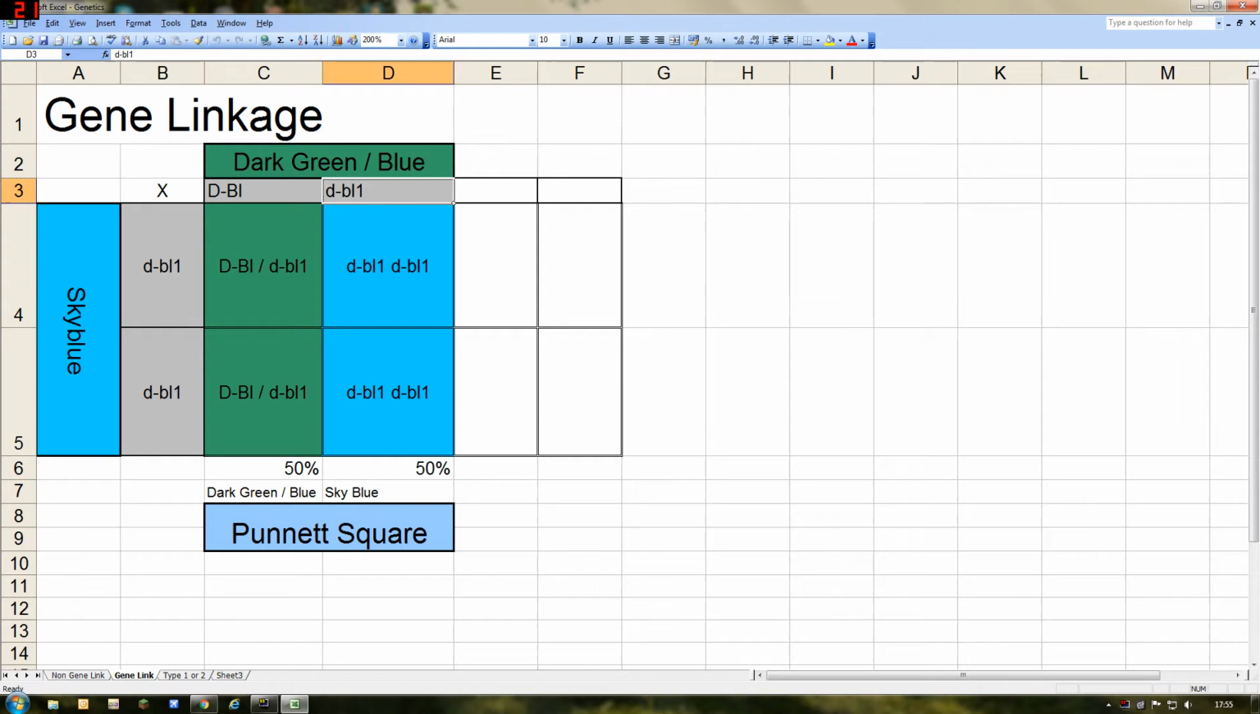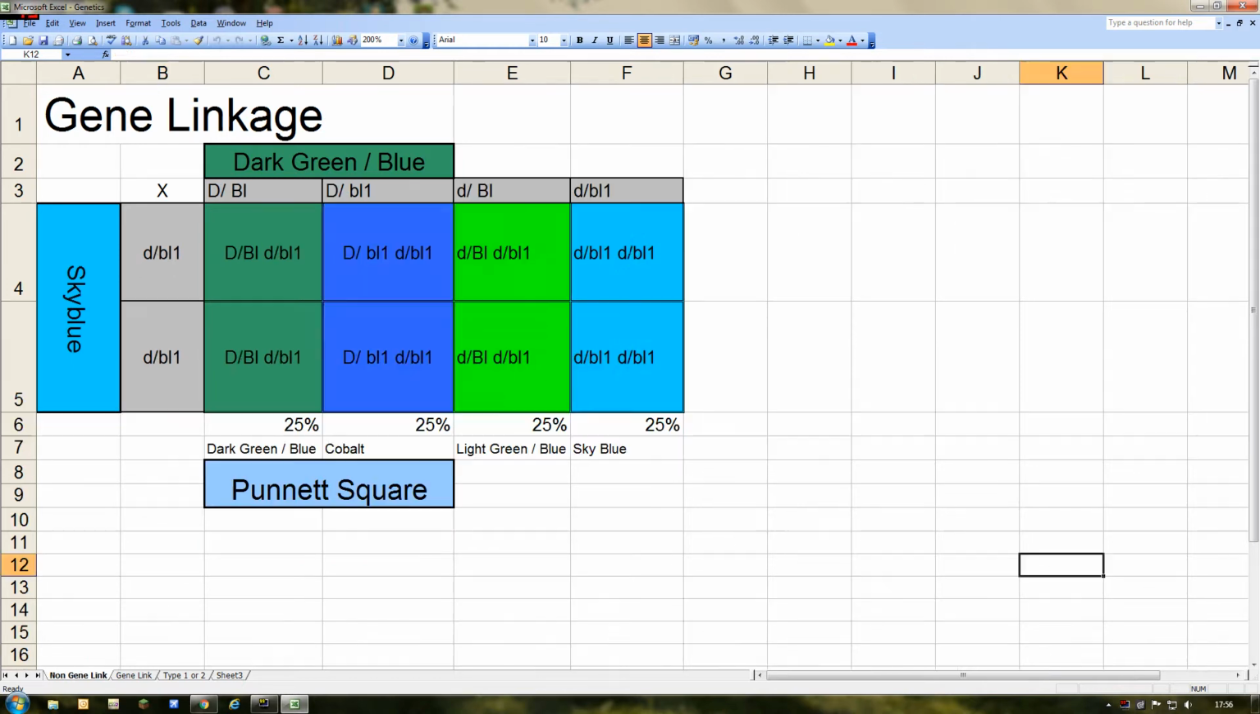So in this case, I mean, clearly the sky blue is exactly the same, so in this case we're going to end up with 50% dark green birds and 50% sky blue birds. So completely different outcome than you might have expected had you just carried out the normal one.